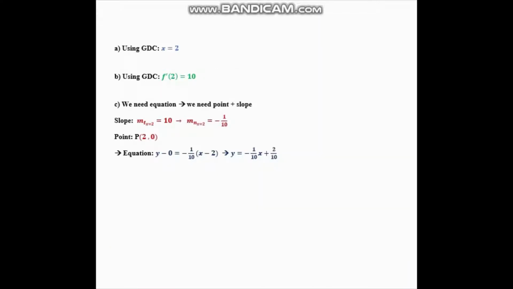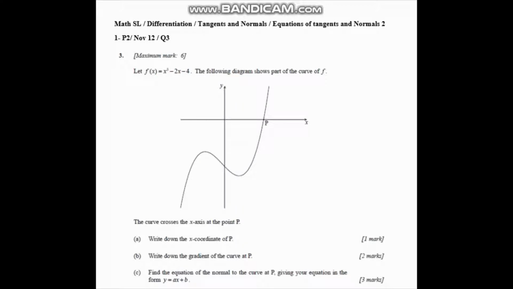So just to confirm, the answer to question A, which required the x value of point P, is x equals 2. And the answer to question B, which required the slope at P, is 10. Now moving on to question C. I am required to find the equation of the normal to the curve at P, giving the equation in the form y equals ax plus b. So let's take a look at how to do that.